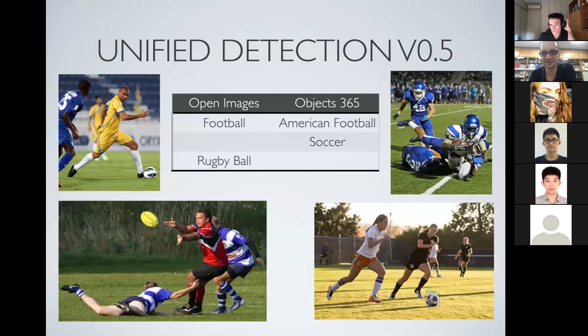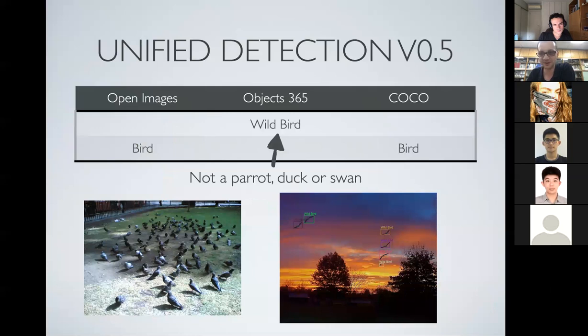For those of you who have never seen American football, it looks a lot closer to rugby than to English football, which is also referred to as soccer. Now, the example with bird is actually a bit more interesting. Here, you need to know how Objects365 was annotated. Objects365 has several bird classes. One is parrot, one is duck, and one is swan. Everything that's not a parrot, a duck, or a swan is labeled as wild bird.